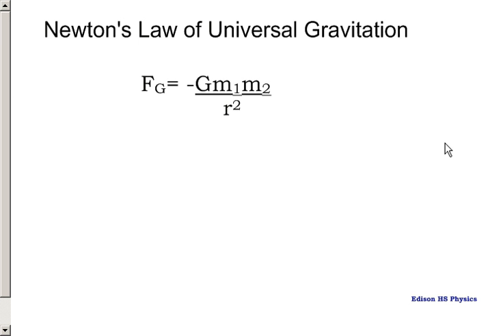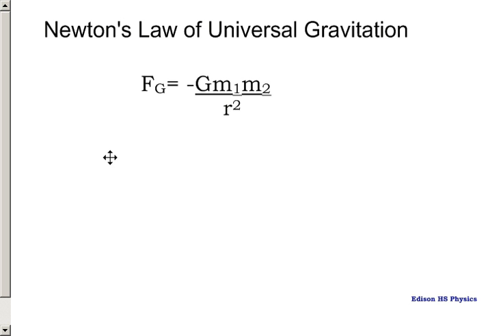This video deals with Newton's law of universal gravitation. Newton's theory was that the force of gravity, Fg, is equal to four terms. We have the universal gravitational constant, the mass of the two objects being attracted to each other, and r is the radius, or the distance from center to center between them.